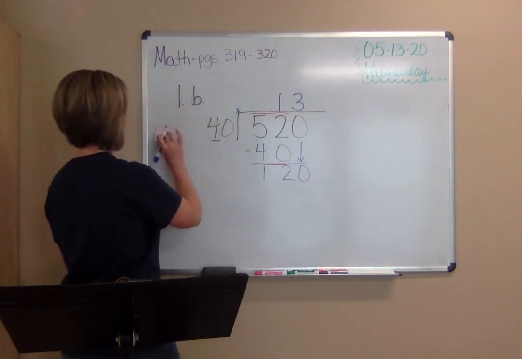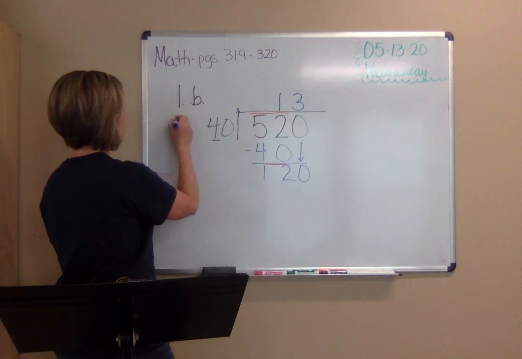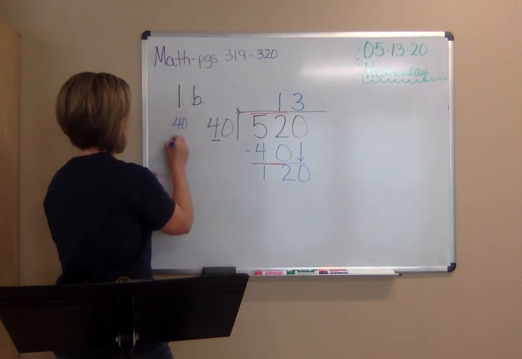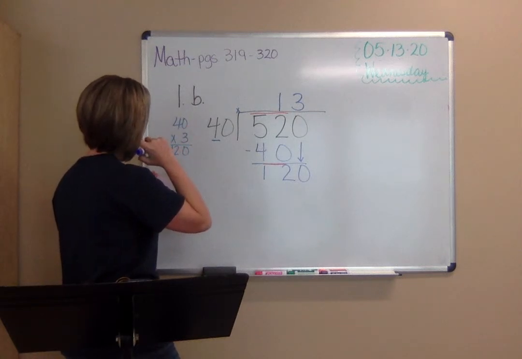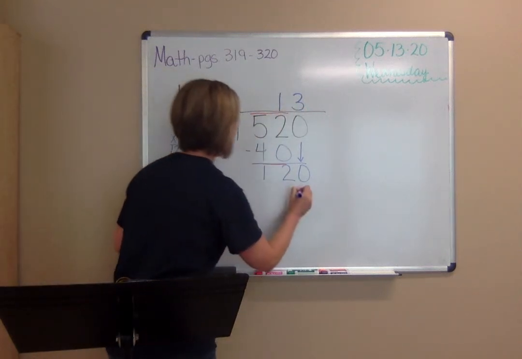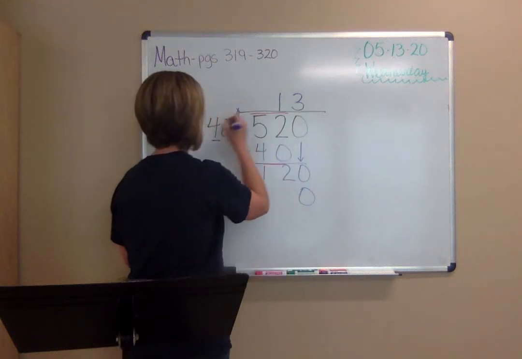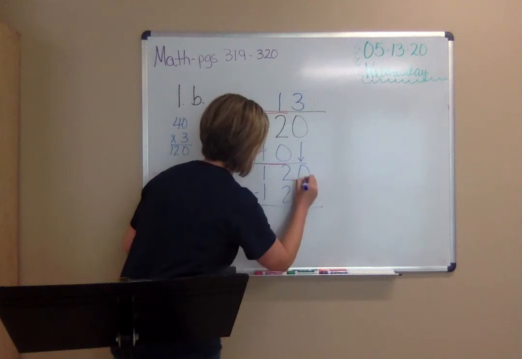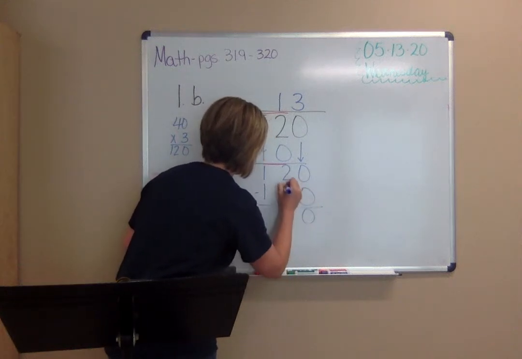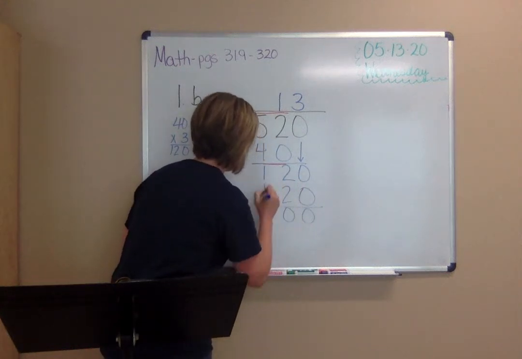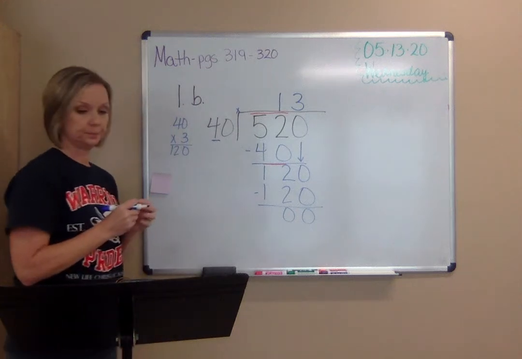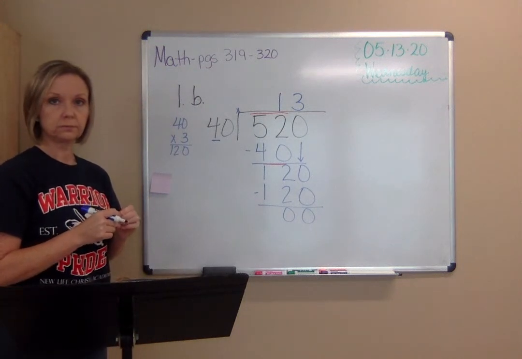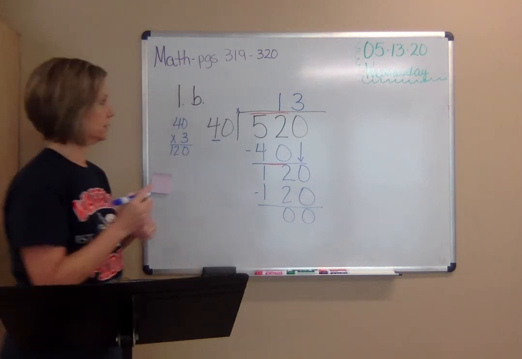And I can either come over here and figure 40 times 3. 3 times 0 is 0. 3 times 4 equals 12. Or I can say 3 times 0 equals 0. 3 times 4 equals 12. And then we subtract. 0 minus 0 equals 0. 2 minus 2. And then 1 minus 1 equals 0. And then we have to check.